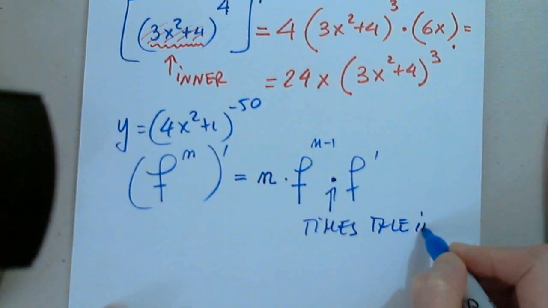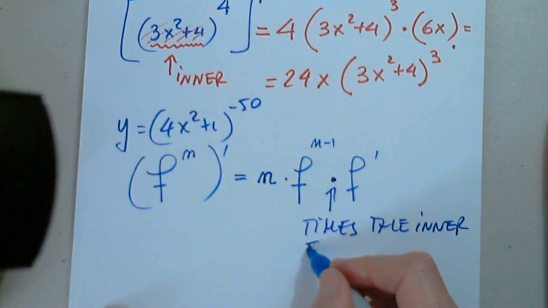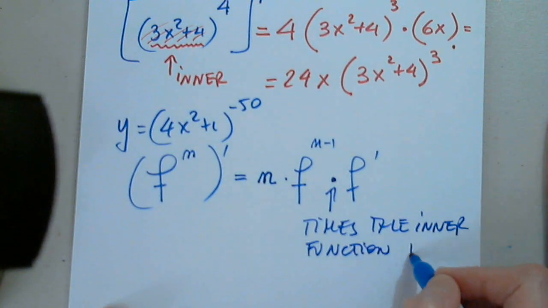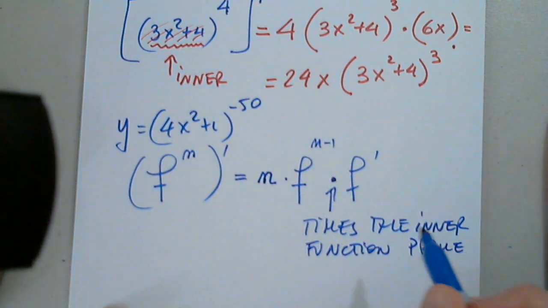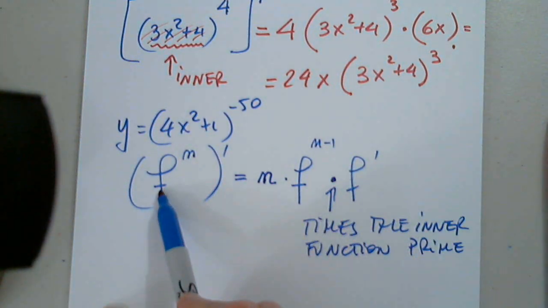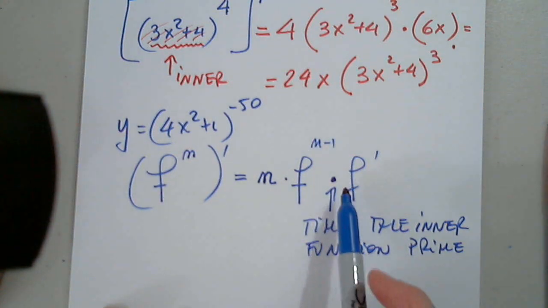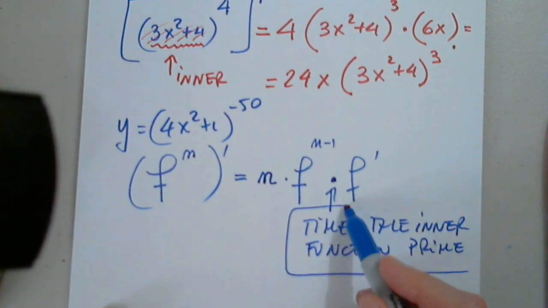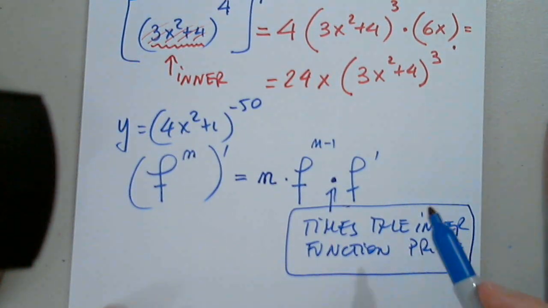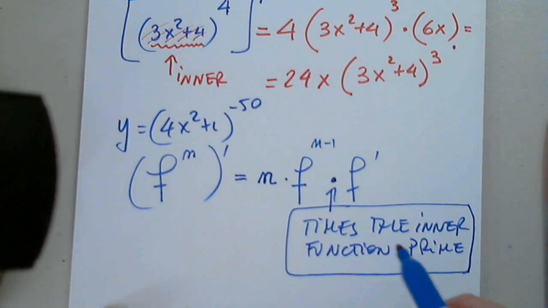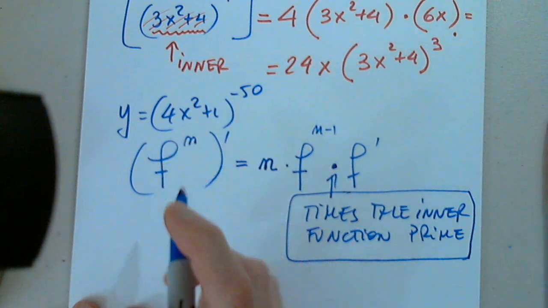the inner function prime times the inner function prime. So always keep these words in mind. Times the inner function prime. So now we have the function here.